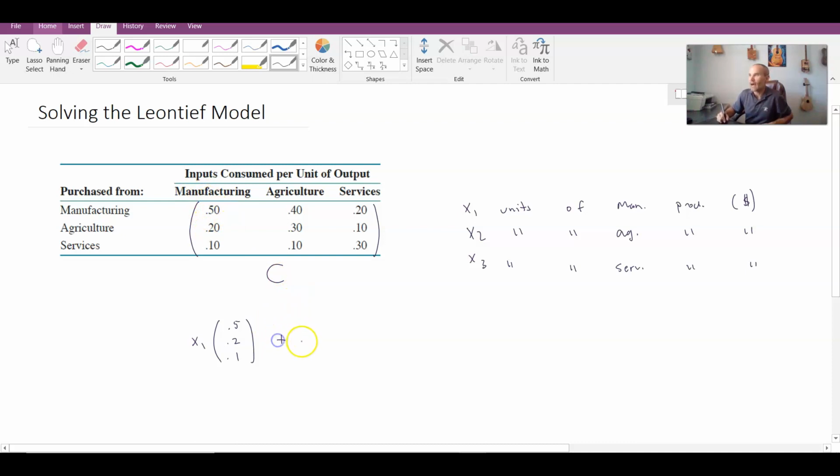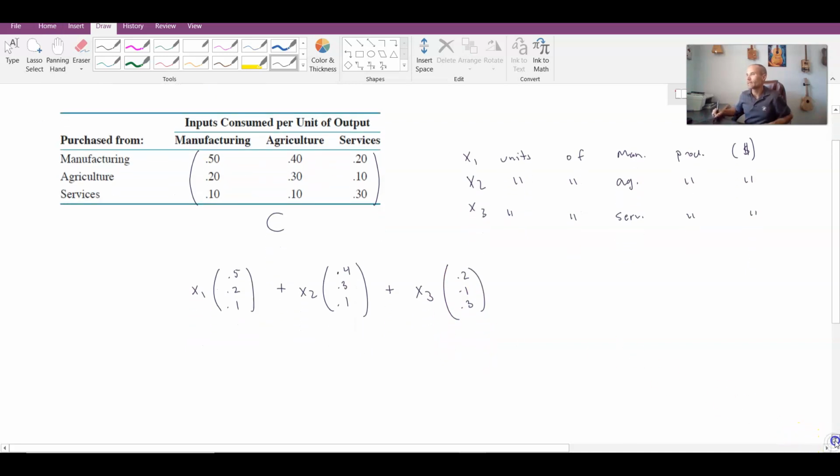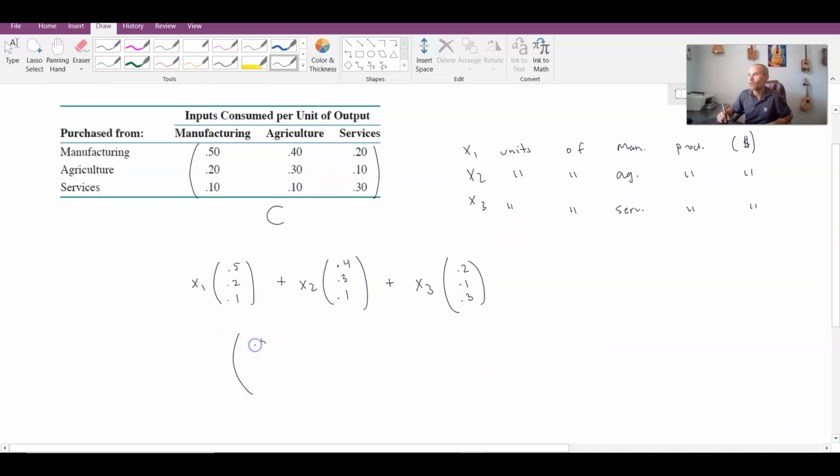And similarly, agriculture is going to produce X2 units of output, and it's going to require 0.4 units of manufacturing, 0.3 units of ag, and 0.1 units of services for every unit it produces. And then the same thing for services here. And so we can of course write this as that matrix 0.5, 0.4, 0.2 times the x1, x2, x3 vector.